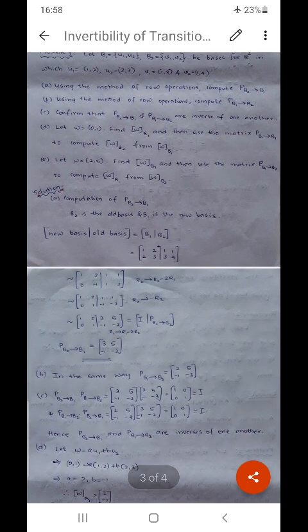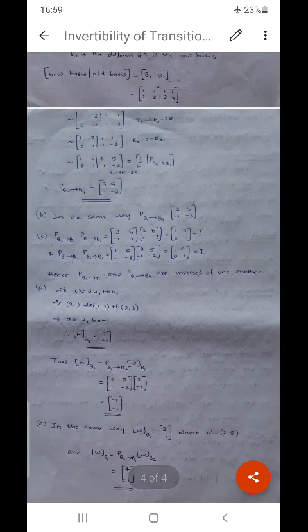First we compute the transition matrix from B2 to B1. As in the procedure, we make an augmented matrix in which the first part is the new basis and the second part is the old basis. So we have the matrix 1, 2, 2, 3 as the first part, and the second part is 1, 1, 3, 4. Row operations will give you 1, 0, 0, 1 as the first part, and the second part is 3, 5, minus 1, minus 2, which is the required transition matrix. Similarly, we can do the other one also, and just by multiplication we can see that one is the inverse of the other.